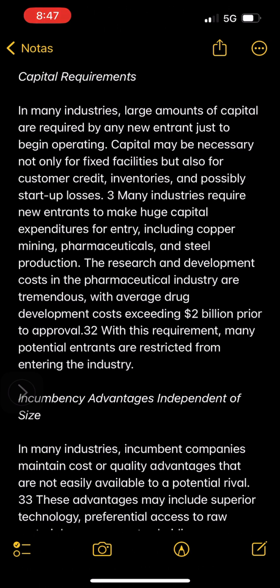Many industries require new entrants to make huge capital expenditures for entry, including copper mining, pharmaceuticals, and steel production. The research and development costs in the pharmaceutical industry are tremendous, with average drug development costs exceeding $2 billion prior to approval. With this requirement, many potential entrants are restricted from entering the industry.